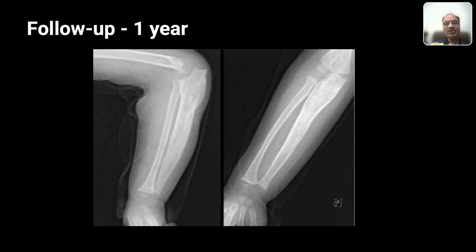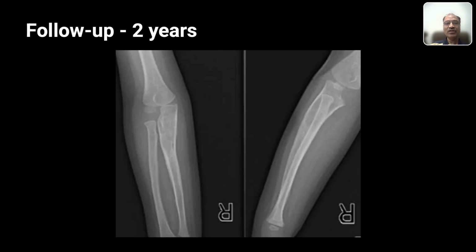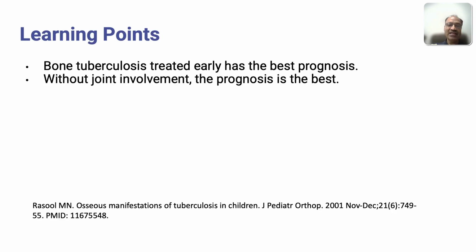It was treated with anti-tuberculosis treatment. This is the 1-year follow-up. Next slide. The child had no other surgery, and at 2 years follow-up there is complete reformation of the bone. Next case, next slide.